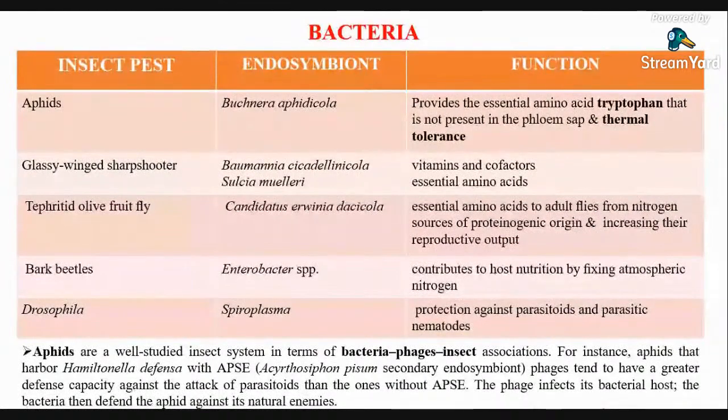A successful study of endosymbiont bacteria in aphids: for instance, aphids that harbor Hamiltonella defensa with a second endosymbiont phage tend to have a greater defense capacity against the attack of parasitoids than the ones without it. The phage infects its bacterial host. The bacteria then defend the aphid against its natural enemy.